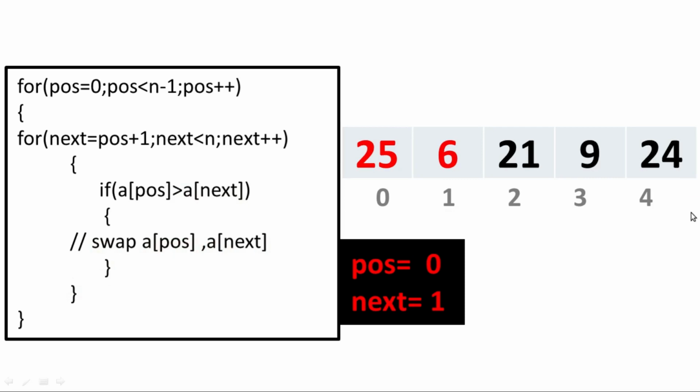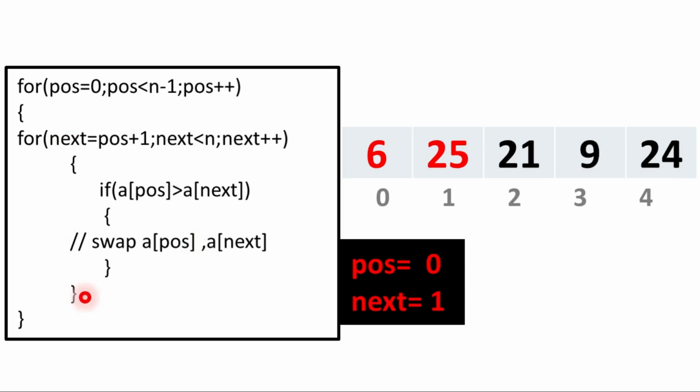Let's run this algorithm step by step. Initially, position is 0 and next is 1. When position is 0, condition is true, you get inside. Next is initialized to 1. Since position is 0, next will become 1. 1 is less than 5, condition is true, get inside. Now you are comparing a of 0 with a of next, that means a of 1. That means 25 is compared with 6. Since 25 is greater than 6, condition is true, you get inside, and we swap these two positions. After swapping, we get back to the inner loop.